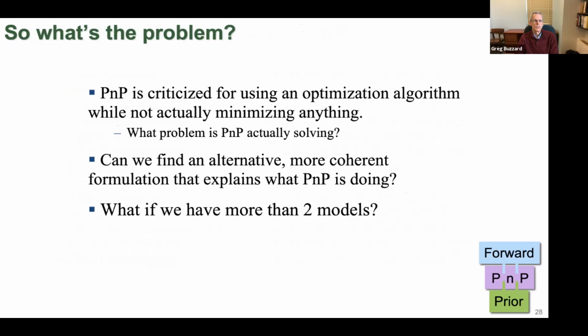Okay, so things seem pretty good, but the question is, what problem is plug and play actually solving? We started with some algorithm for function minimization, and then we just replaced some piece of the algorithm with this black box thing. So what problem are we actually solving now? How do we explain that? And can we generalize to more than two models, say if we have multiple priors or even multiple forward models?